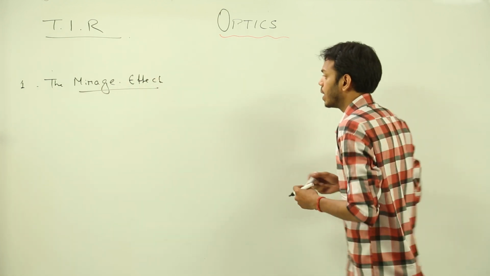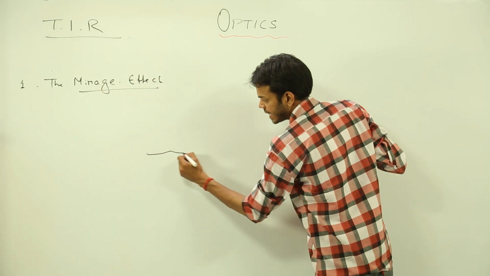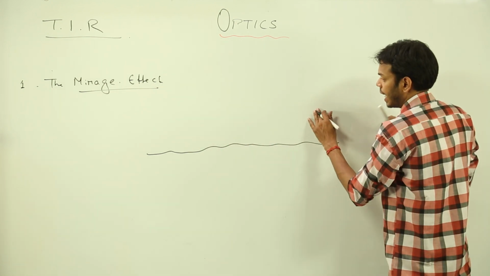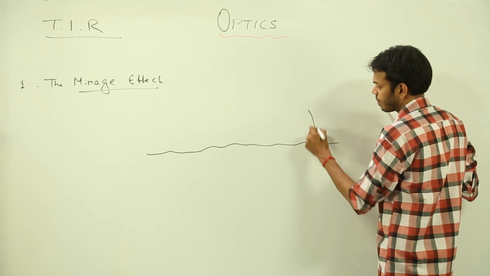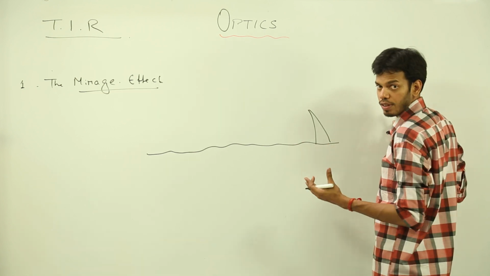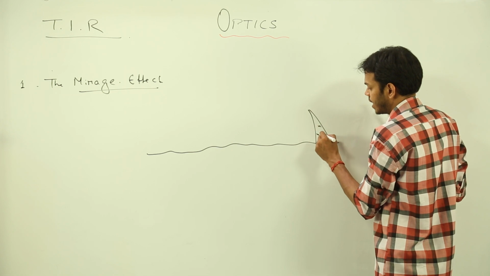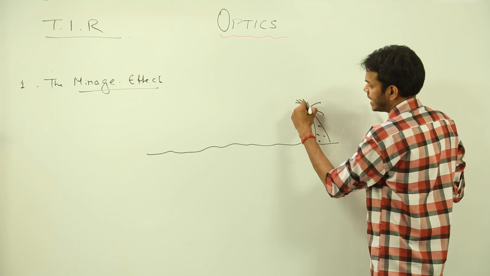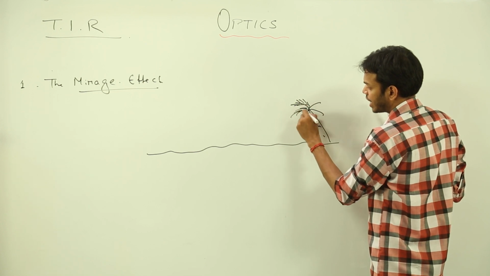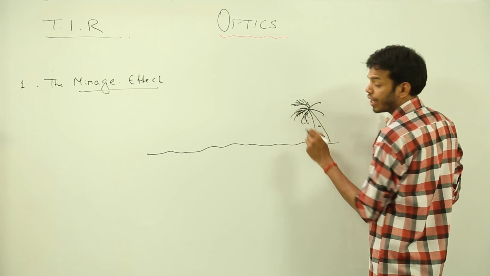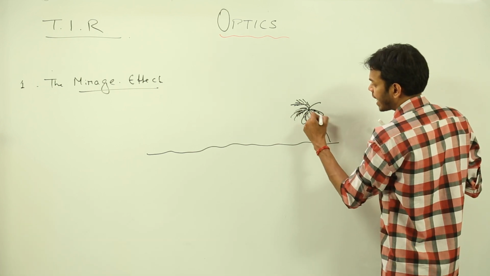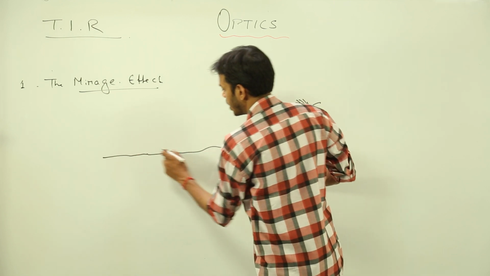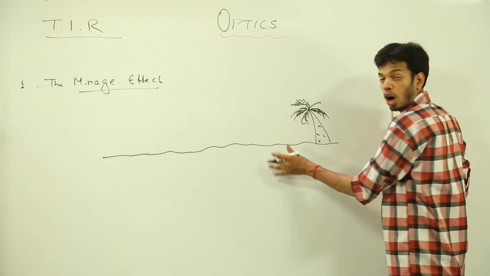See, I'll explain to you. Suppose this is a land of desert, and here I have a tree. Which tree? Palm tree or date tree? So this tree is standing at a region where the temperature is really very high. Due to that high temperature, the sand, the land part, becomes really hot.